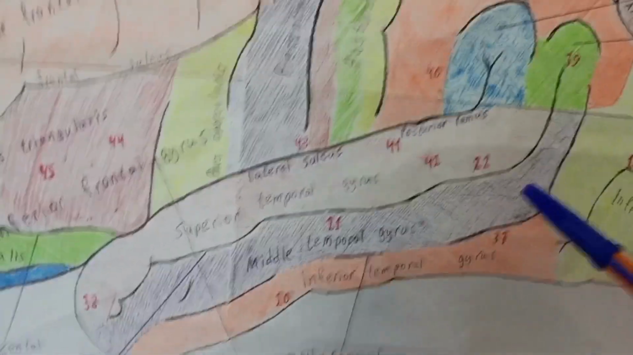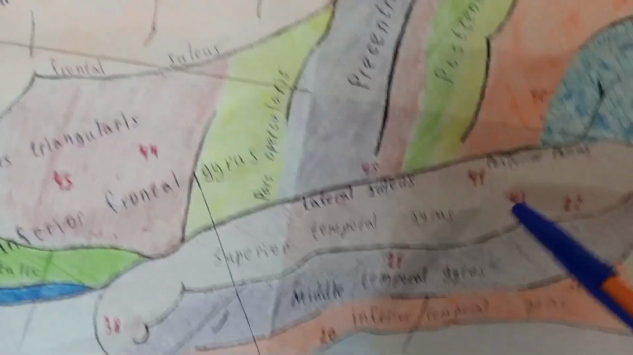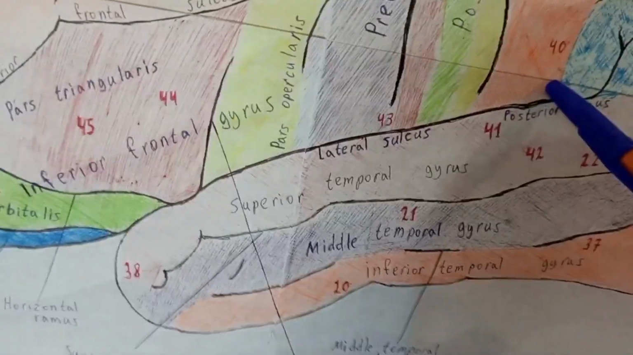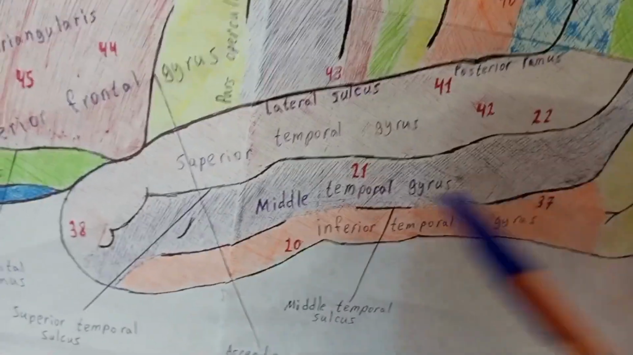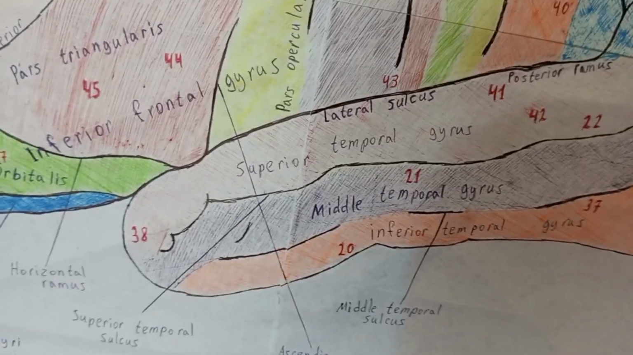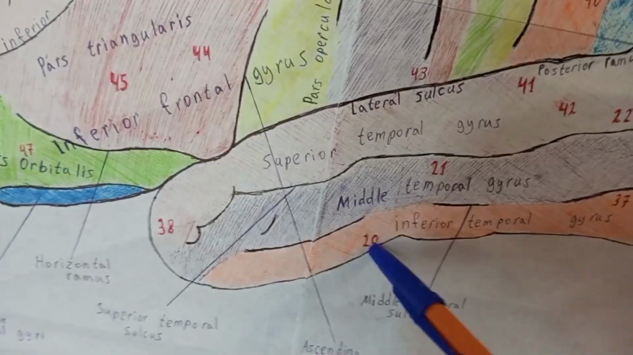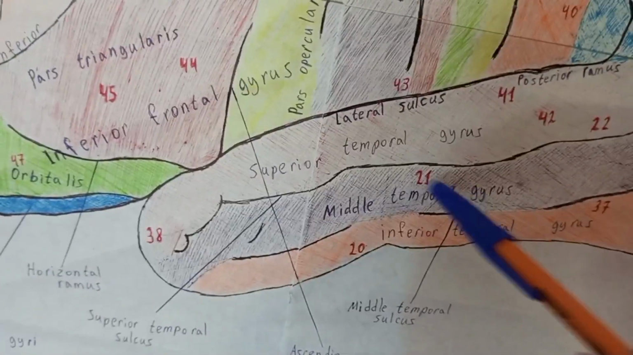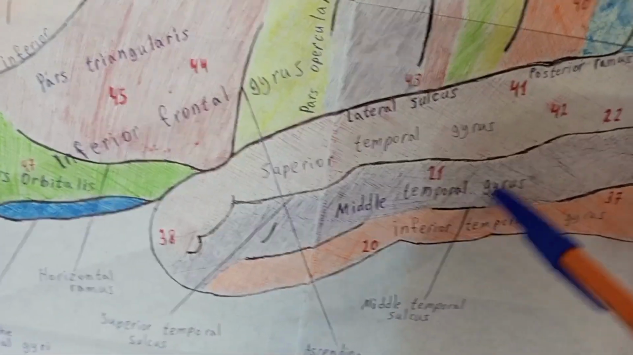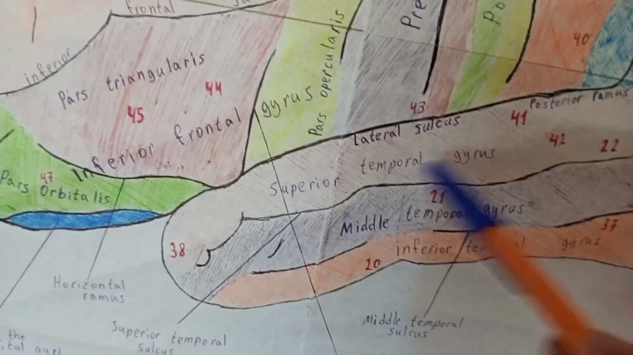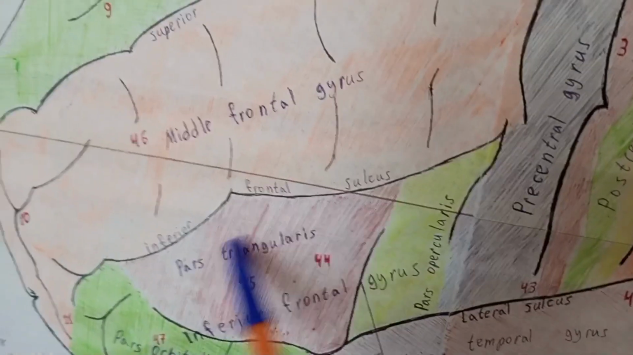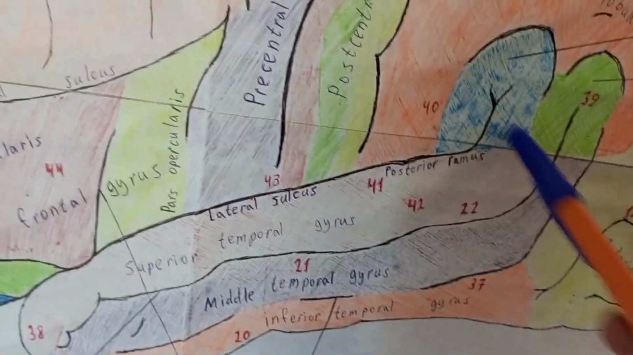Temporal cortex, which is here. Temporal cortex can be subdivided into three main gyri: superior temporal gyrus, middle temporal gyrus, and inferior temporal gyrus. Well, region 20 is inferior temporal gyrus, 21 is middle temporal gyrus, and 22 is superior temporal gyrus. And it's also important because it is a part of Wernicke area. Again, Brodmann region here, Wernicke region somewhere here.